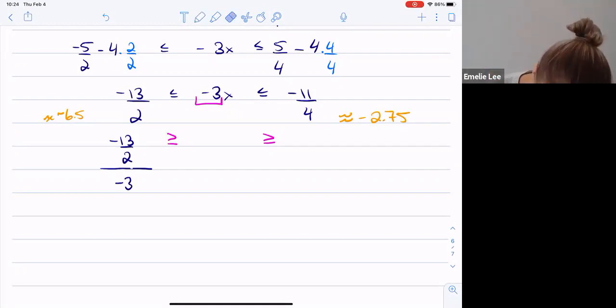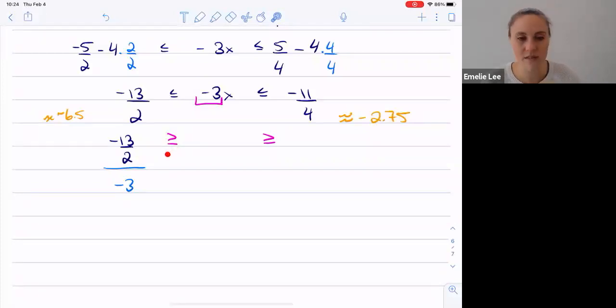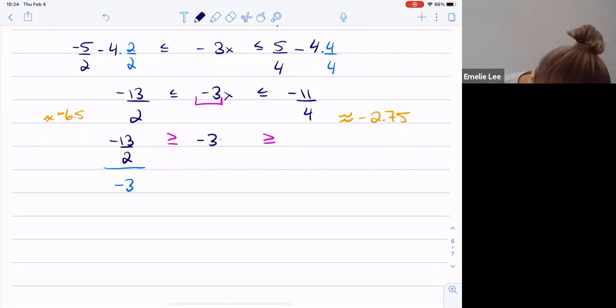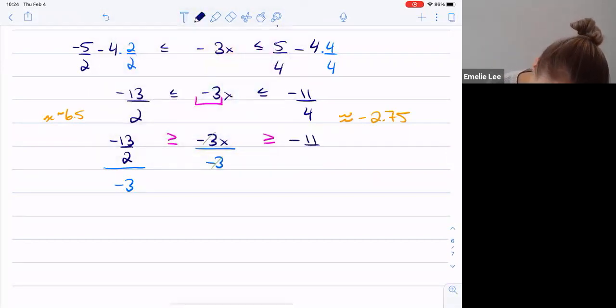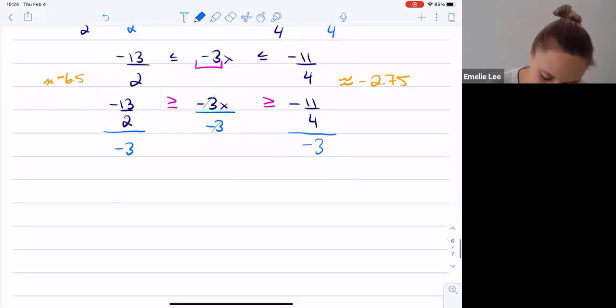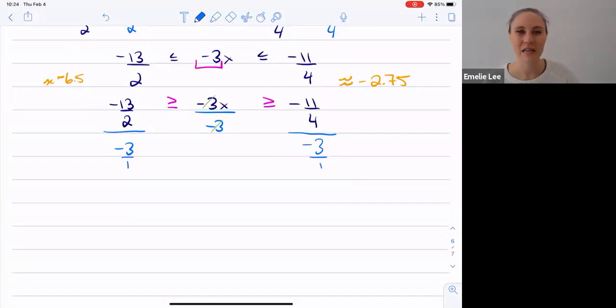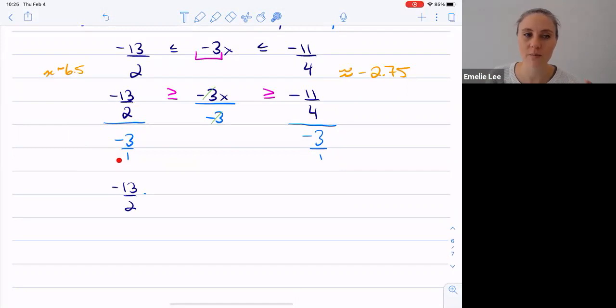Oh, I guess I should do it in a different color, because I've been trying to do that all along. I've already switched the signs, right? So, okay, good. And then negative 3x divided by negative 3 is going to cancel out. Negative 3 over negative 3 is 1, 1 times x. And then negative 11 over 4, and then that's getting divided by negative 3. A fraction over a fraction, and I know how to deal with that. I flip and multiply. And so I get negative 13 over 2 times, now, negative 3 over 1 is the same thing as negative 1 over 3.